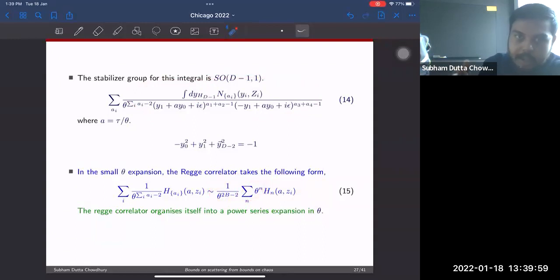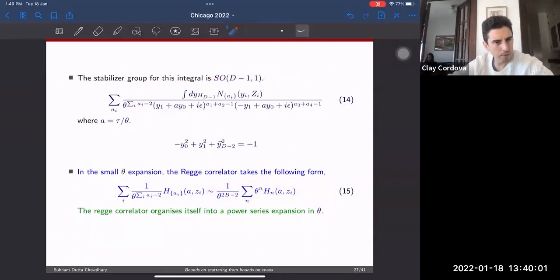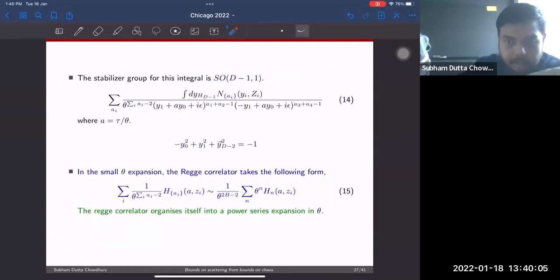And what was theta again? Sorry, maybe I lost the thread. Theta is the scattering angle or something? Yeah, it will turn out to be the scattering angle.